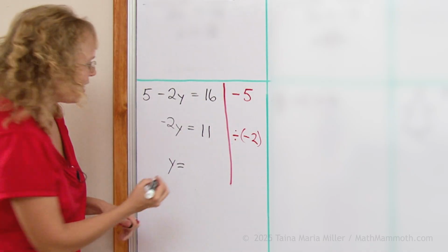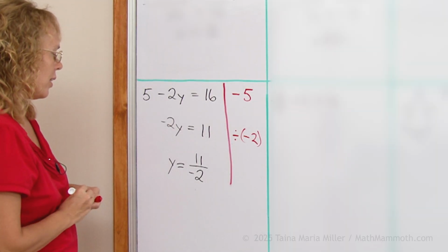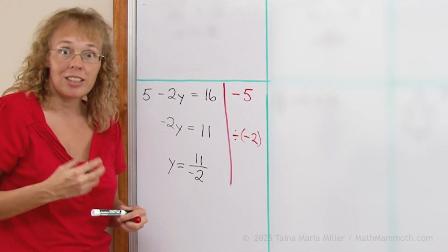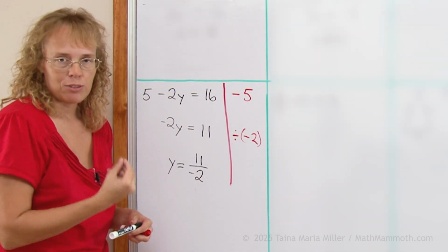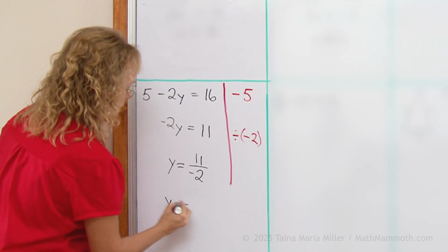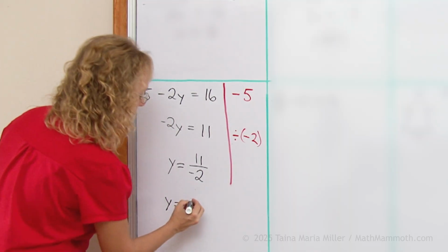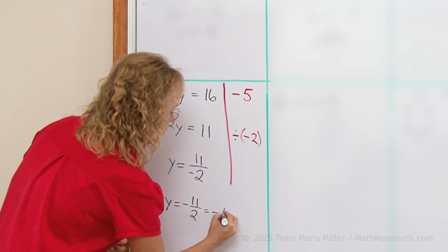Now here, I do the division, 11 divided by negative 2. Okay, that's going to give me a fraction, a negative fraction, right? It's going to be negative 11 over 2. But I can do that. I can give it as a mixed number. It's negative 11 over 2 or negative 5.5.